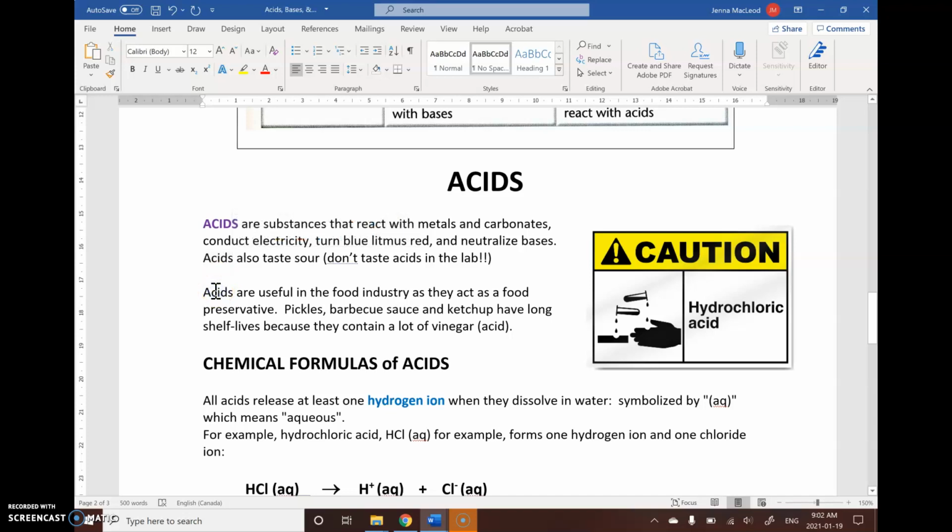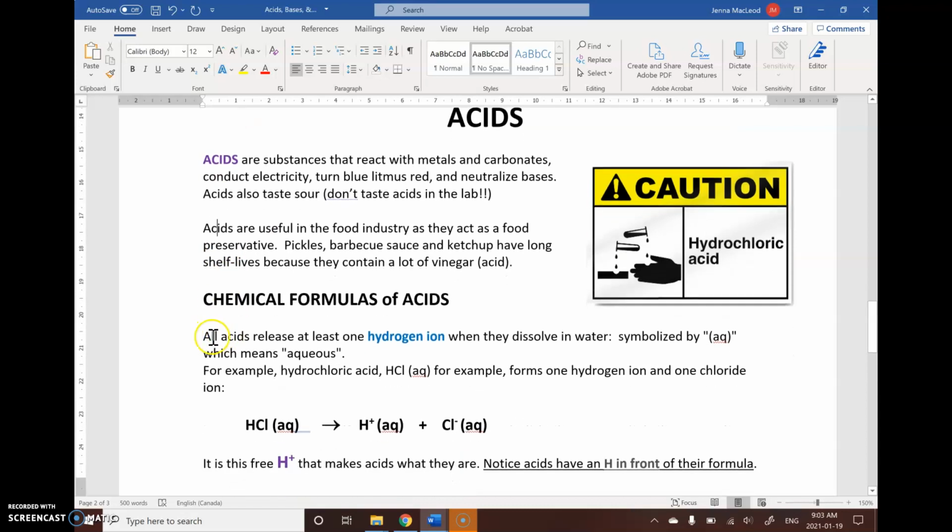Acids are very useful in the food industry as they act as a food preservative. Pickles and barbecue sauce and ketchup have long shelf lives because they contain a lot of vinegar, which is an acid. And that acid is called acetic acid.